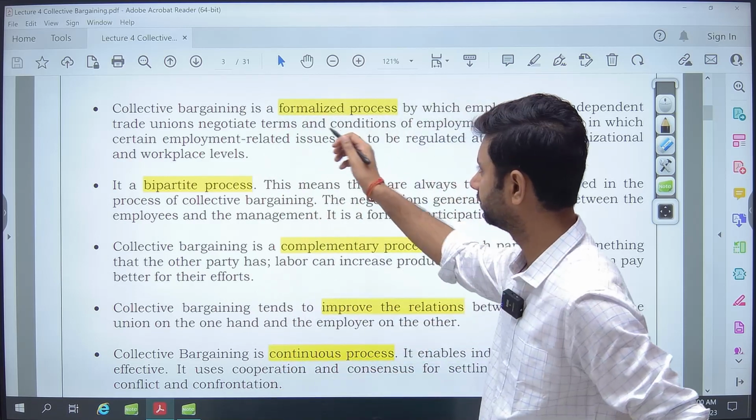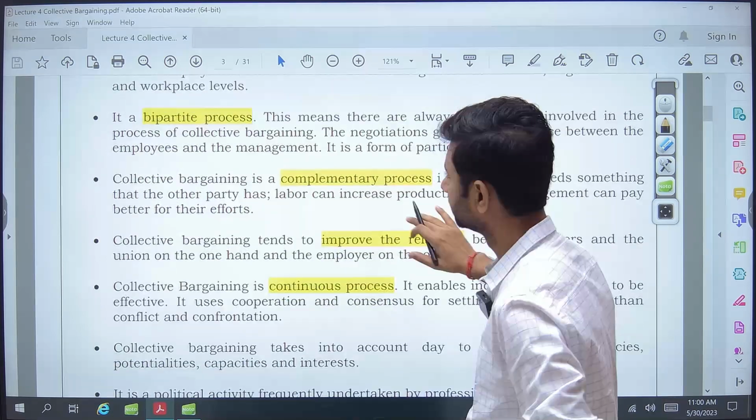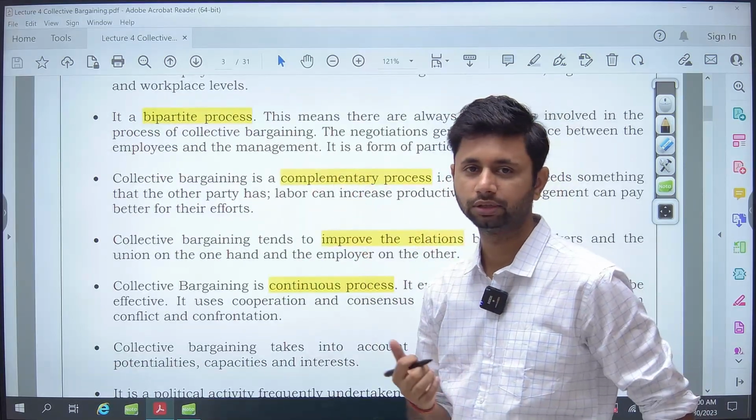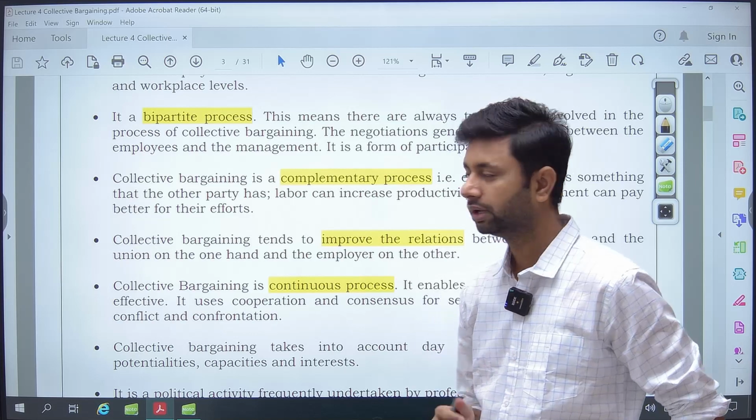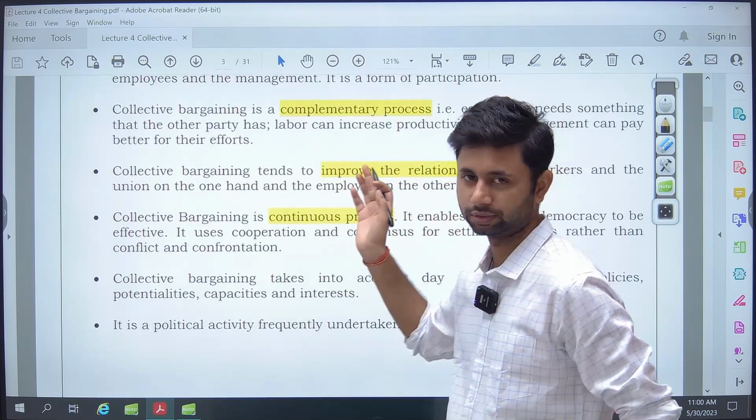So obviously it is a formalized process. It involves rule of law. It is a bipartite process. Obviously, employer and employee are involved in a negotiation because they are both parties to it. It is a complementary process.